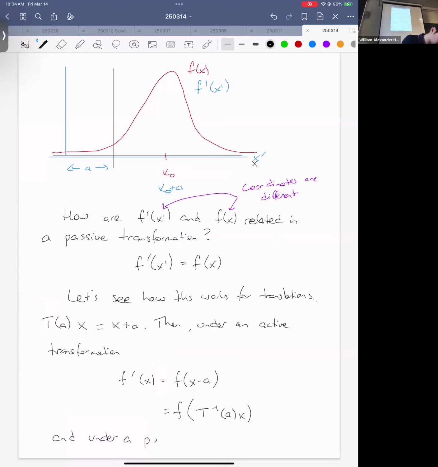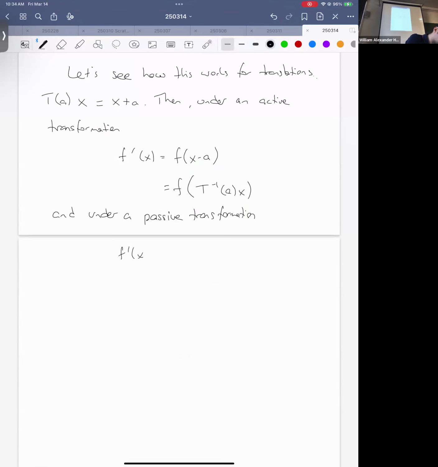And under a passive transformation, f prime of x prime equals f of x, so we have f prime of x plus a is equal to f of x. So that tells me that my f prime of the symmetry transformation is equal to the original f. And then this will generalize for any general transformation.